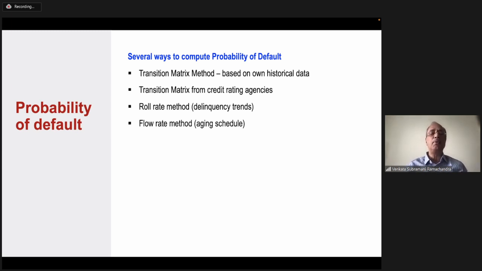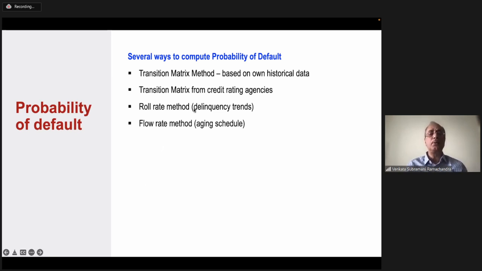Normally, this is used for the project loans, which are large loans given to big organizations which are already rated. Now, the transition matrix method is used even for smaller loans given to several people, where you may want to group them and then compute the transition matrix. That is the first one. The second one is for larger loans for the credit rated companies.